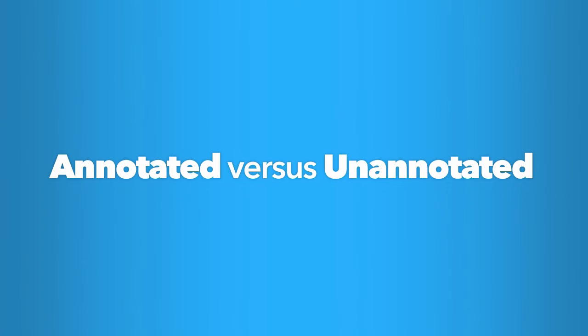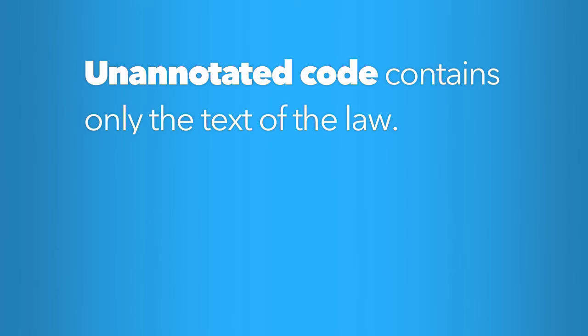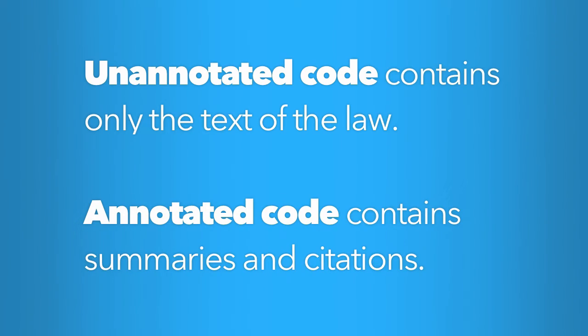Published codes come in 2 formats, annotated and unannotated. An unannotated code contains only the text of the law and possibly a few historical notations. They are much shorter than annotated codes. Annotated codes are especially useful when doing research, as they contain summaries of relevant cases or citations to secondary sources discussing a statute. Note that the text of the code itself should be the same despite the source.